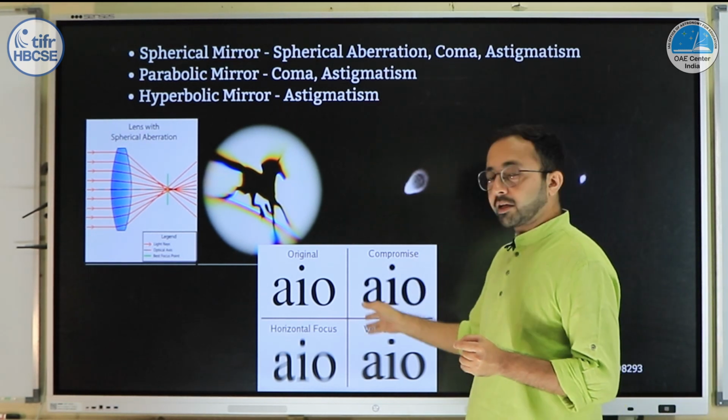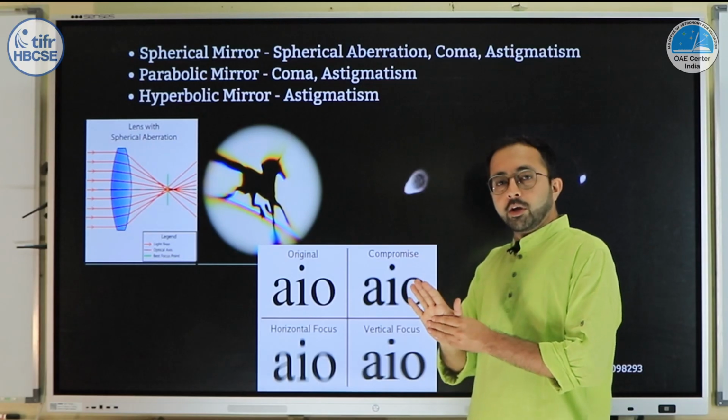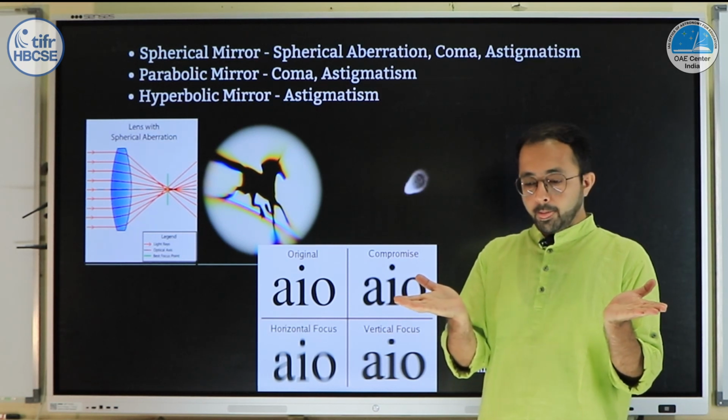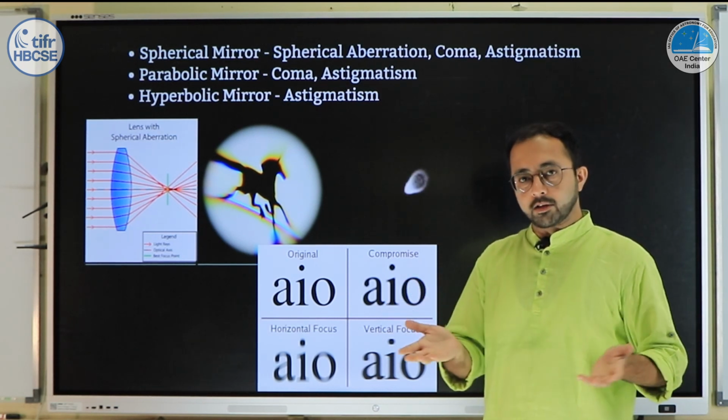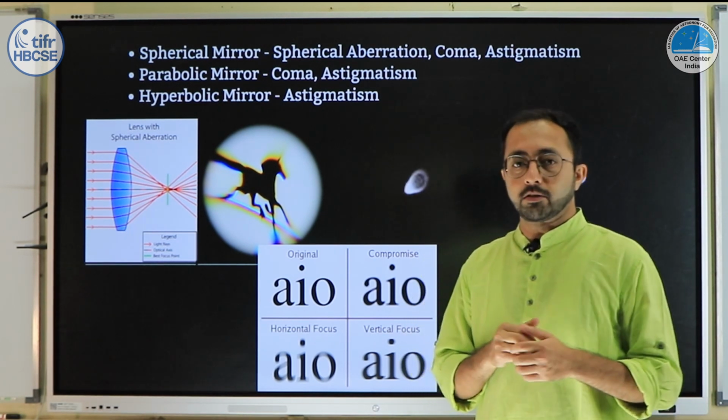Then there is something called astigmatism. So you have a nice image, let us say AIO written here. If there are imperfections in the making of the mirror, you may have a shift in focus along the lateral side or a horizontal side or a vertical side of that mirror. So if the mirror is not a perfect parabola or a hyperbola or a perfect sphere, along one of the axes the focus is going to shift, obviously, right. So this is called astigmatism.